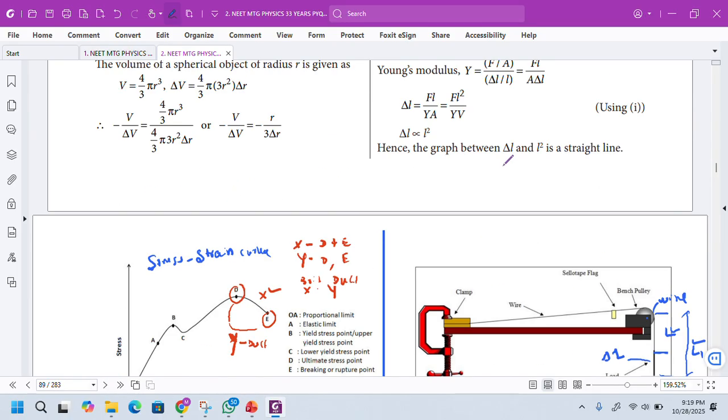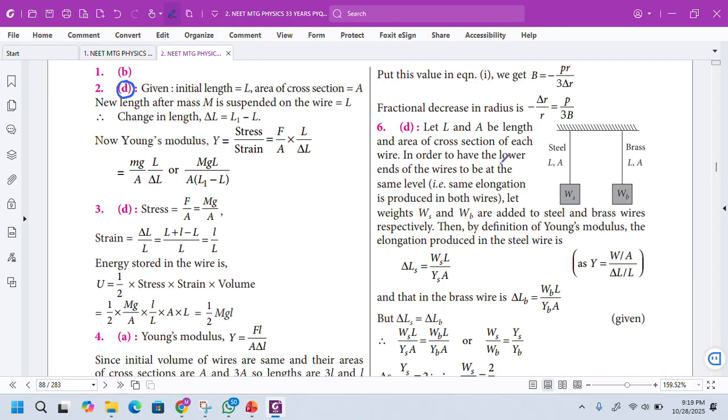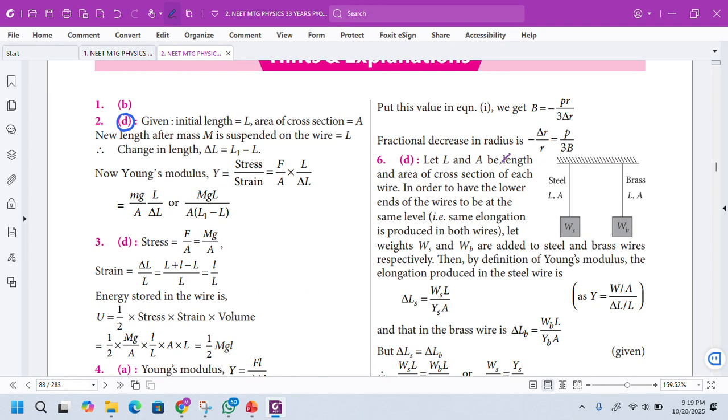Okay, fine. Now we need to calculate the Young's modulus for this particular problem. We know already Young's modulus, which is represented by capital Y, and is equal to stress by strain. We know already the equation for stress, that is F by A, divided by the strain. Strain is the ratio of the change in length to the original length.